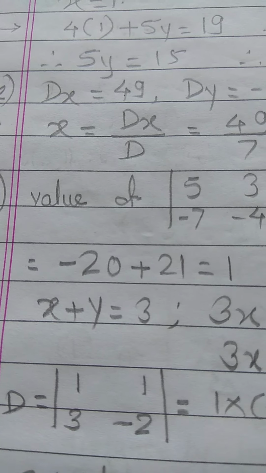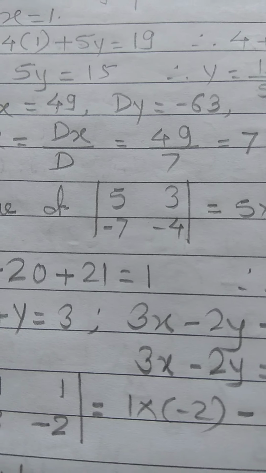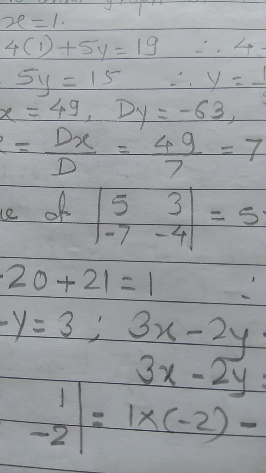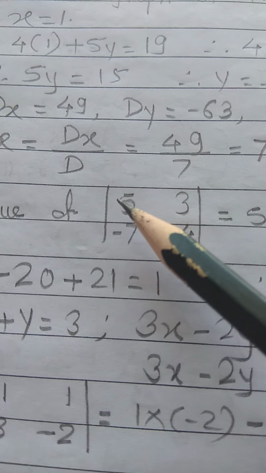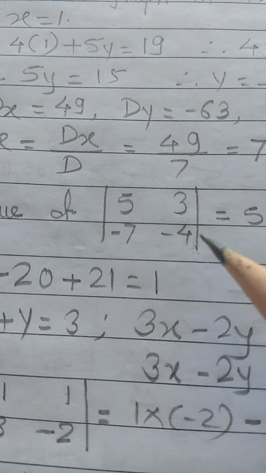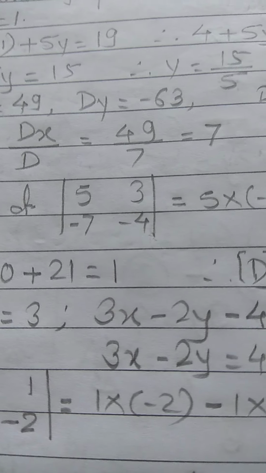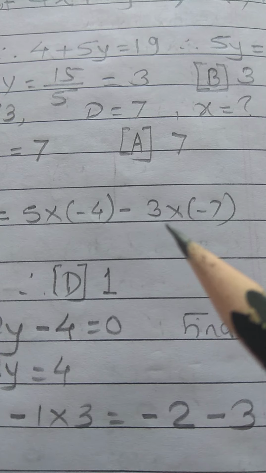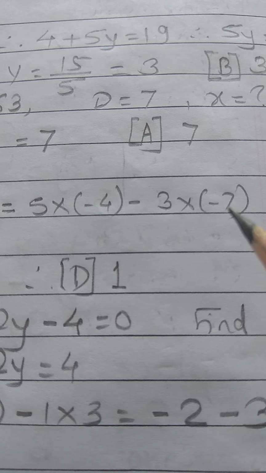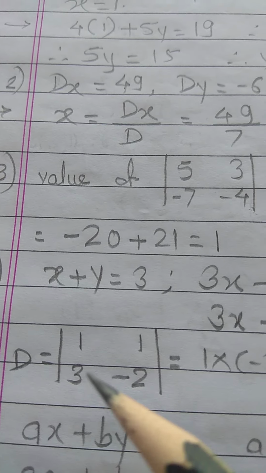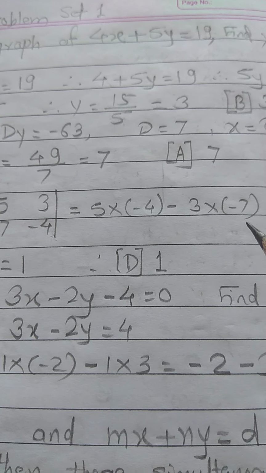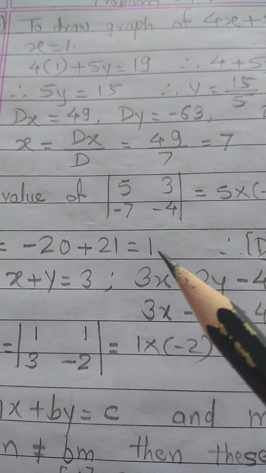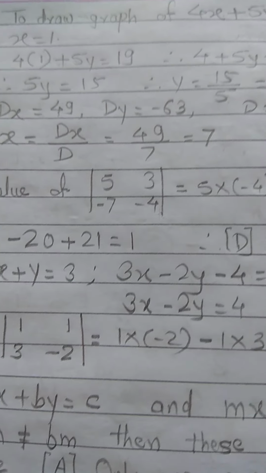Now the value of the determinant can be calculated as this multiplication minus this multiplication. That means 5 into minus 4 minus 3 into minus 7. So 5 into minus 4 will be minus 20. 3 into minus 7 will be minus 21. So it will be minus 20 and this minus into minus will become plus 21. So 21 minus 20, it will be plus 1. D1 is the correct option.